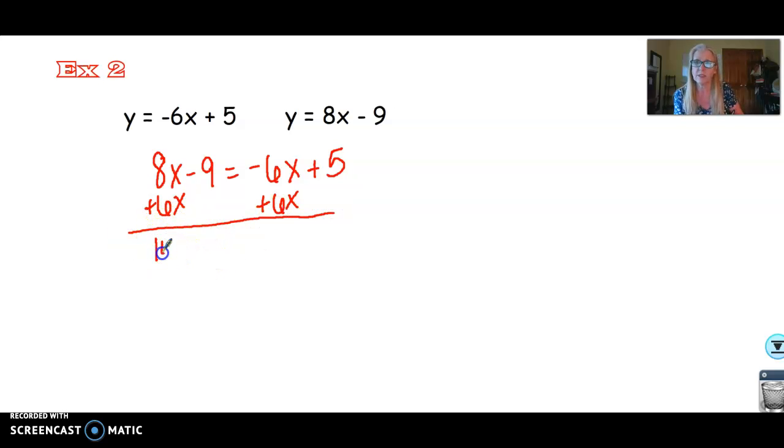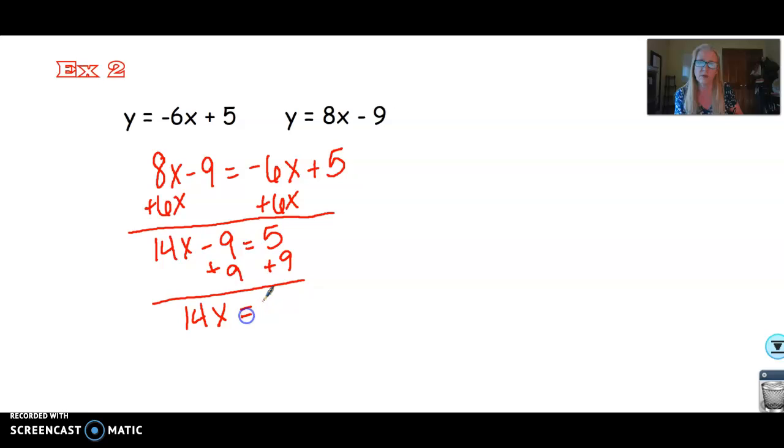That gives me 14x minus 9 equals 5. Add 9 to both sides. And I have 14x equals 14. I think we know that means x is 1. So I have the first coordinate, x is 1. But now I need y.